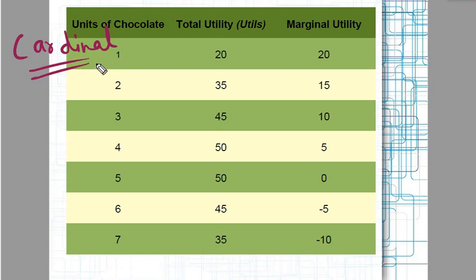Cardinal utility essentially means something which has to do with numbers, something like 1, 2, 3, 4, 2.2, 3.7, any numbers, as long as they can be measured. That's what cardinal means, something that can be measured.